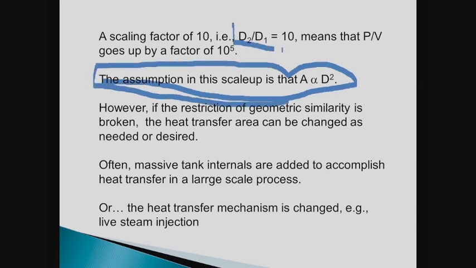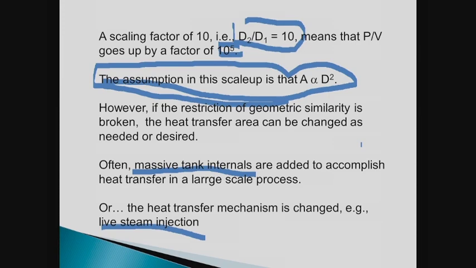If we go a scale up of 10, things get even worse. So it's again more and more impractical. You can add massive tank internals. You can inject live steam. If you're cooling, you can inject... well, cooking requires heat input, but for processes where you want to control the temperature, say like an exothermic reaction, you can't get the heat out fast enough.